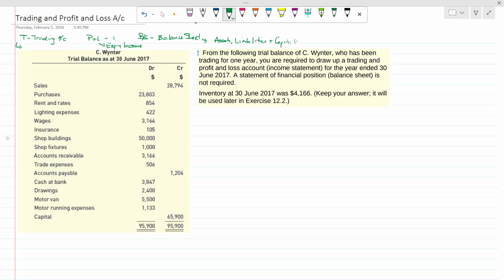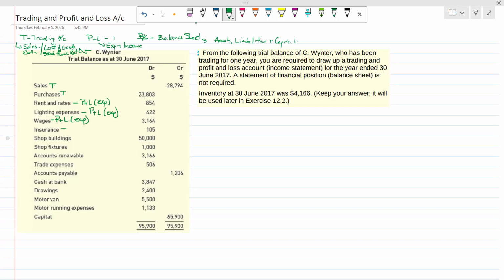In a trading account, we're going to have things like sales and anything related to sales, like returns inwards. We're also going to have our cost of goods sold, which would involve things like stock or inventory, purchases, returns outwards, and carriages and things of the sort. So for example, sales and purchases are two trading account items. Rent and rates is going to go in my profit and loss account because this is an expense. With P&L, we're talking profit and loss.